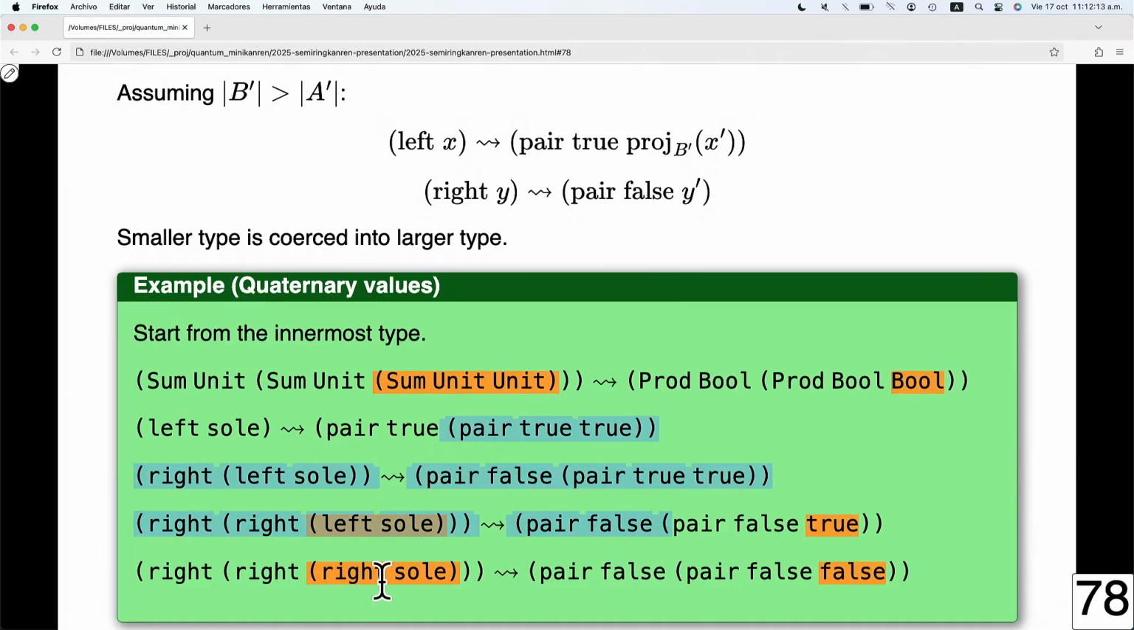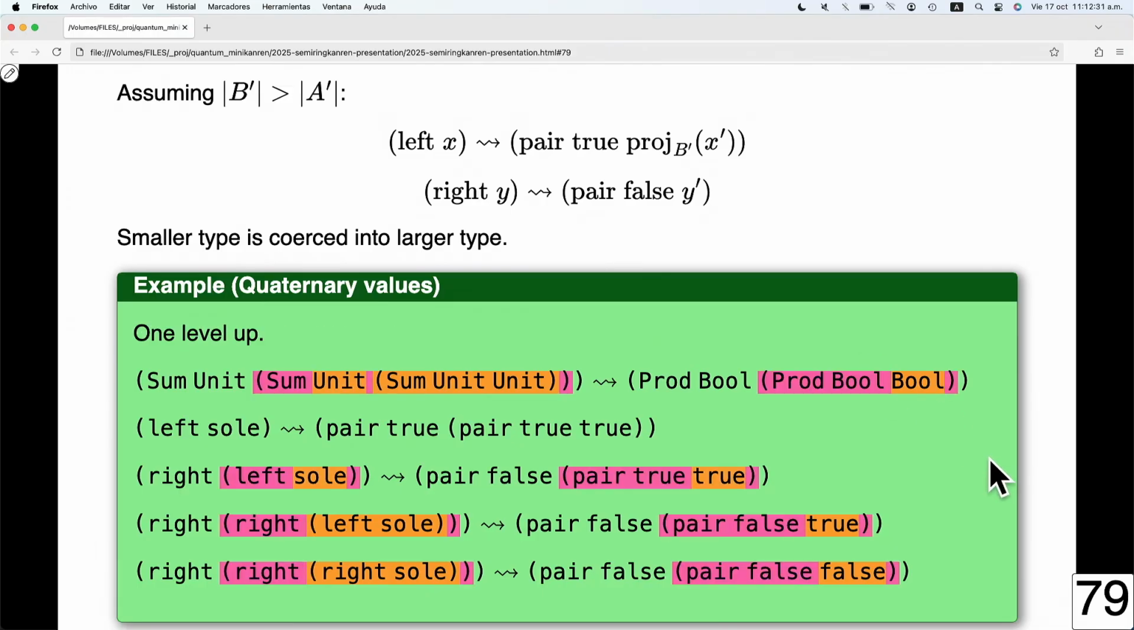right sol gets compiled to false, left sol gets compiled to true. So we have a special case for handling the left and right sol just because they're easy to map directly to Booleans. So again, sum unit unit gets compiled to bool. All right, one level up, the right gets compiled to a pair of false and false.